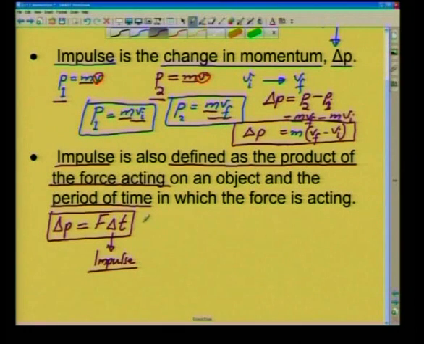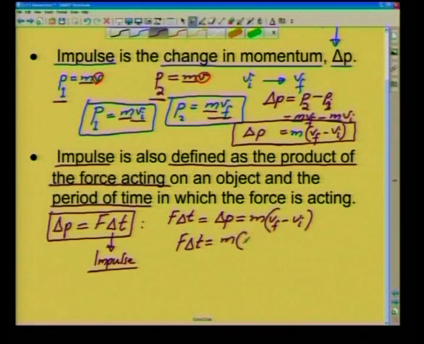Now, if F delta T is the same as change in momentum, then it is the same as, if we're looking at that one object, mass into V final minus V initial. That's what it means. Therefore, we would say that F delta T equals mass into V final minus V initial. I'm taking it step by step so that you don't get lost. We don't lose each other along the way here.